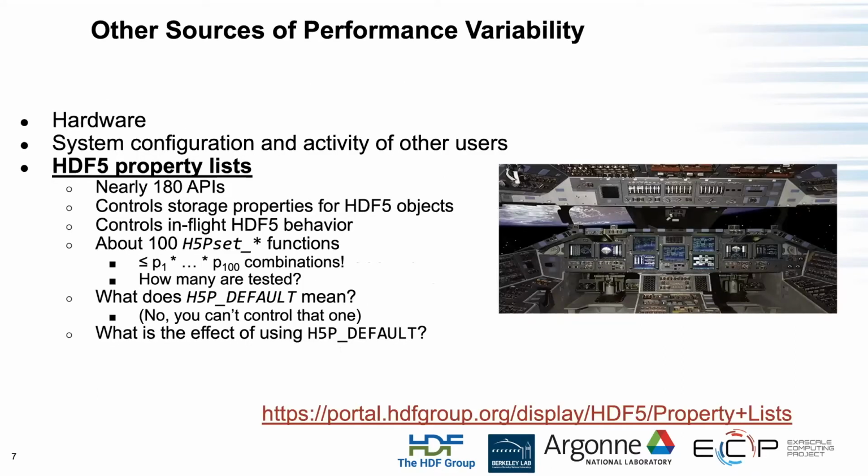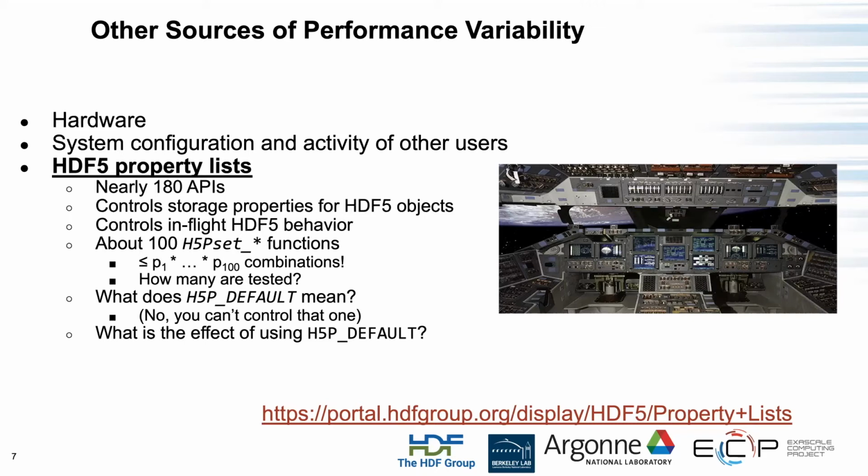Another source of performance variability, especially for parallel, is the underlying hardware that you're running on. You also have the impact of other users using the system. If you have a shared file system and someone's writing a lot of data and using up a lot of the OSTs, that might impact when you write your data as well.